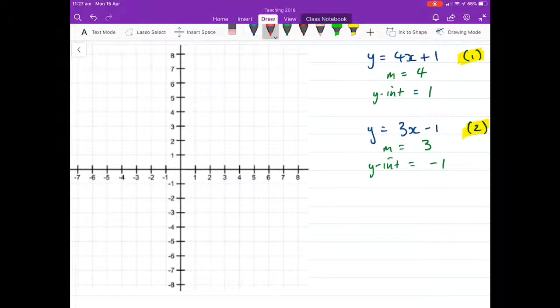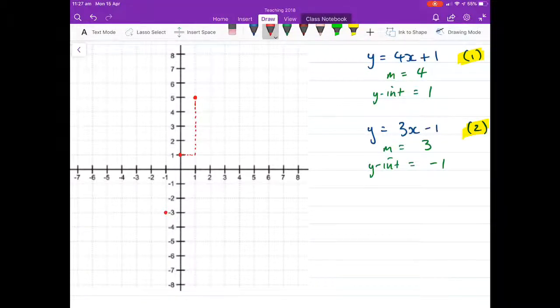First one, a gradient of 4 and a y-intercept of 1. I'm going to start with my y-intercept, and from here I'm going to plot my gradient, because I know I can go across 1 and up 4 places. Now I'm going to go the other way as well, just to plot another couple of points. I'm going to go down 4 and across 1, just for some added accuracy.